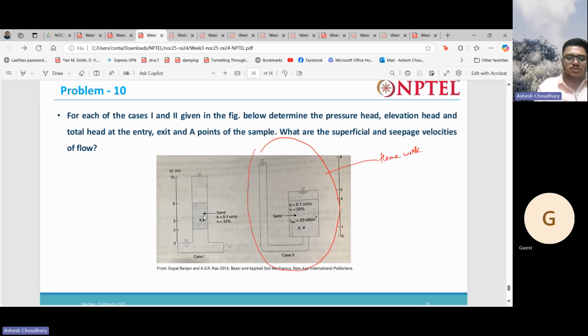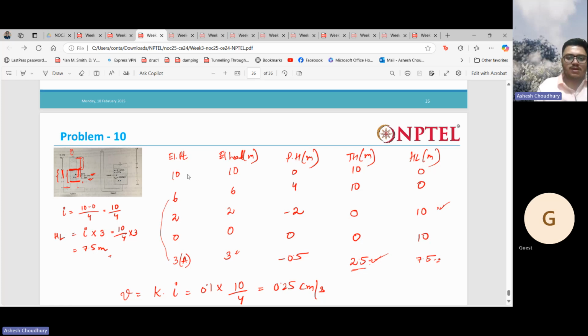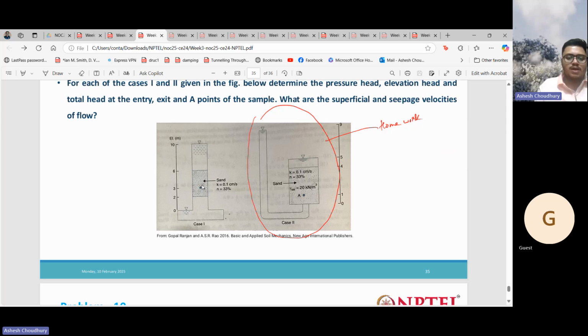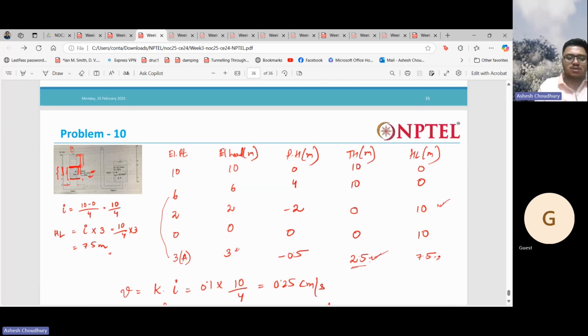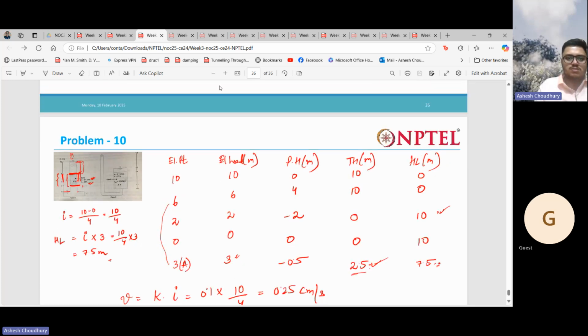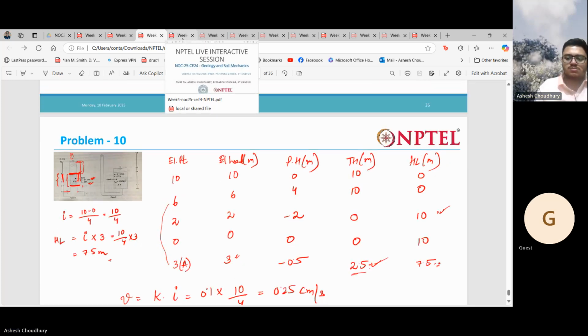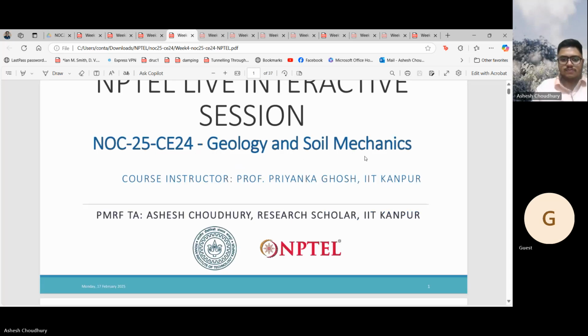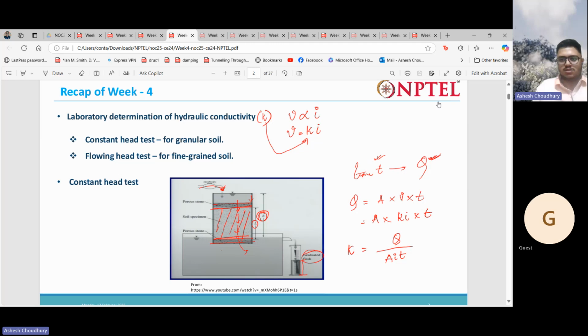Then this problem is solved where we made one table: elevation head, pressure head, total head, and head loss. From there we calculated the heads at all these points. The main target was to find the head at point A, but during the calculation we calculated all the points. So see these kinds of problems properly. These are very nice problems. And next is this. Let's continue.